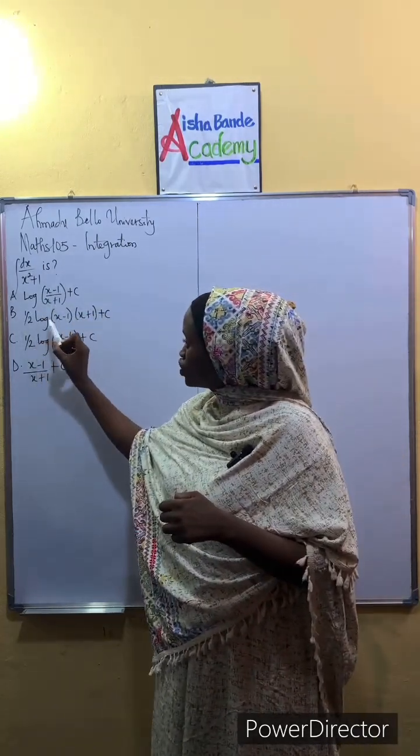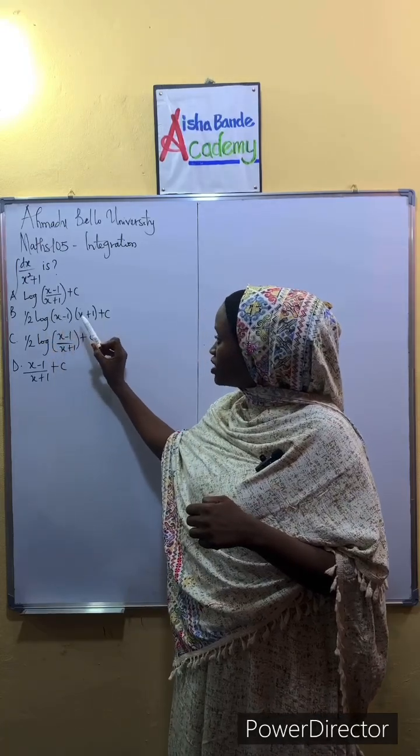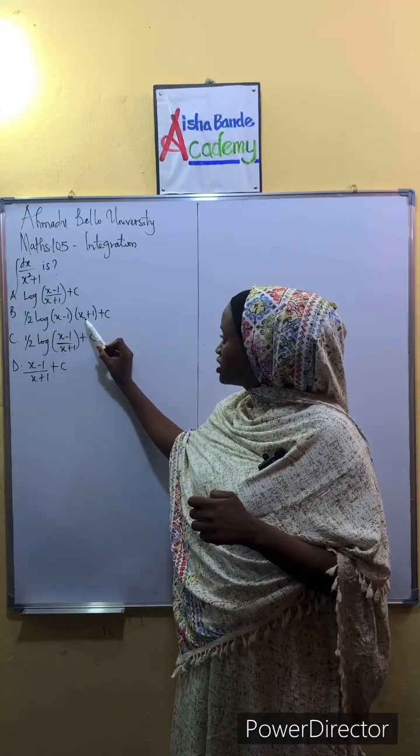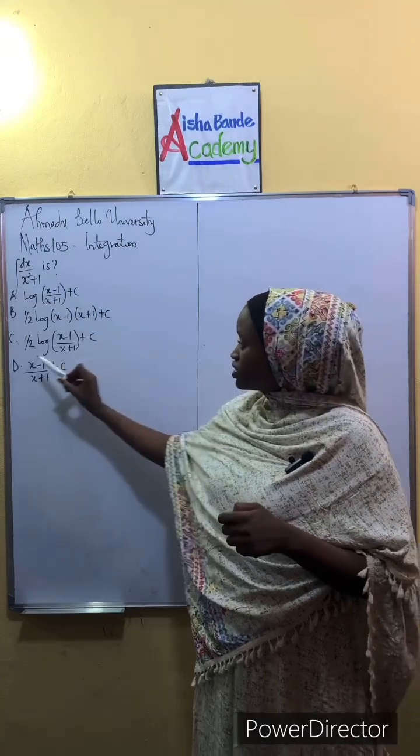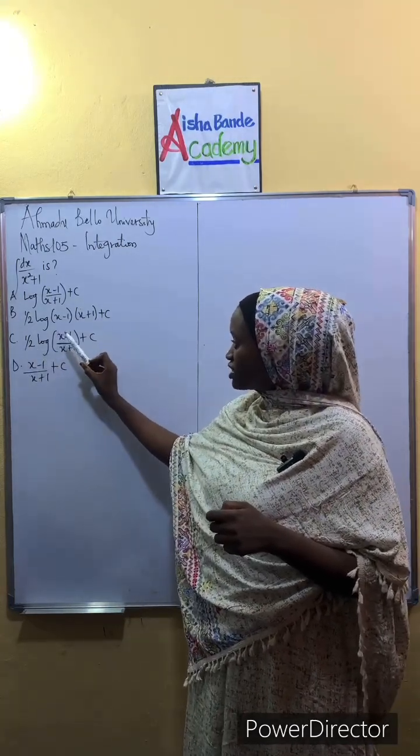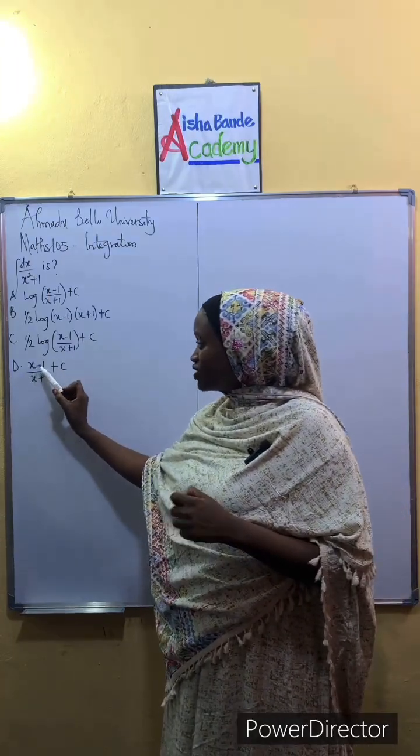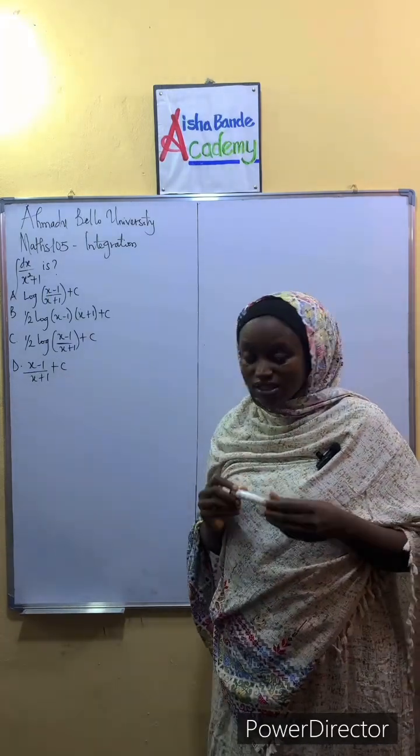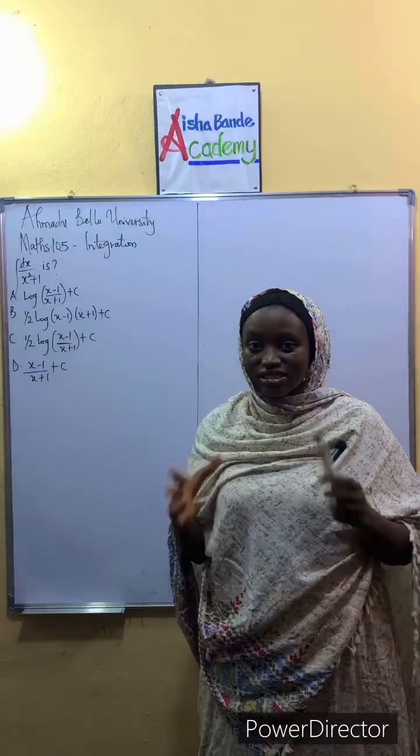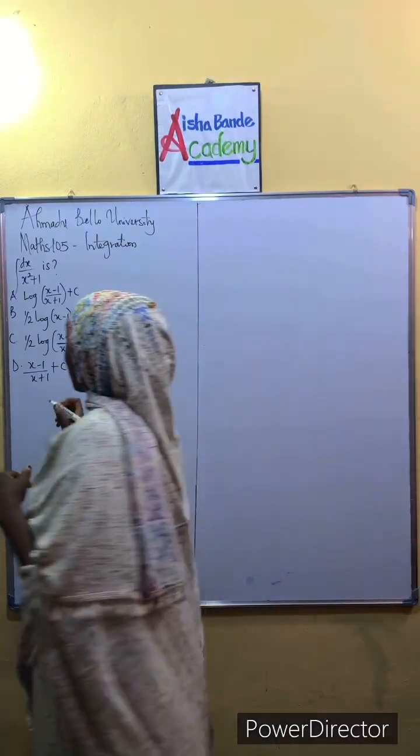Option B is 1 over 2 log of (x minus 1) times (x plus 1) plus c. Option C is 1 over 2 log of (x minus 1) over (x plus 1) plus c. And option D is (x minus 1) over (x plus 1) plus c. So let's integrate this and see which of the options is the correct answer.